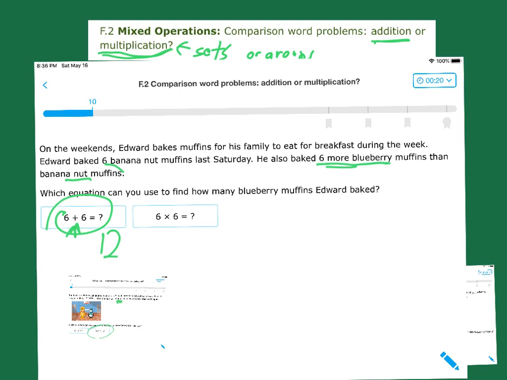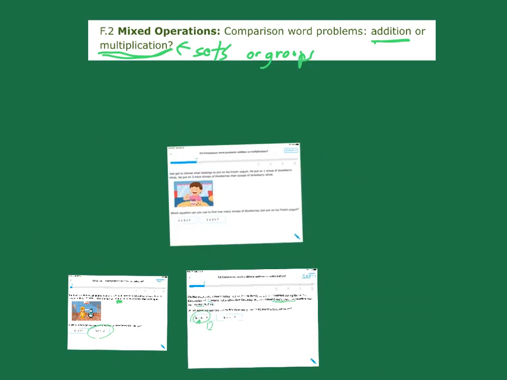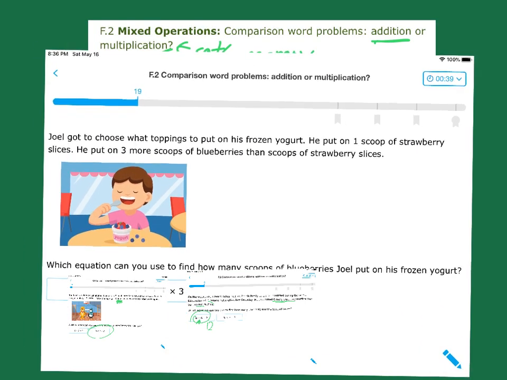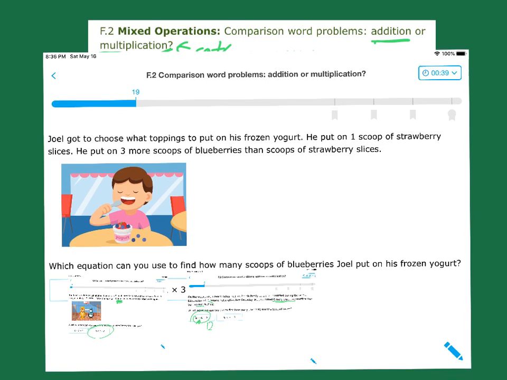Let's take a look at another one. Last example. Joel got to choose what toppings to put on his frozen yogurt. He put 1 scoop of strawberry slices. He put 3 more scoops of blueberries than scoops of strawberry slices. So he went into a yogurt shop, got his frozen yogurt. He put a scoop of strawberries on it, and then he put 3 more scoops of blueberries than scoops of strawberry slices.